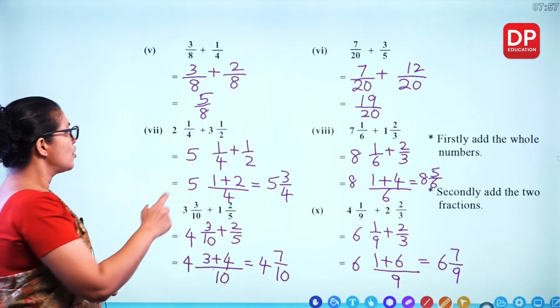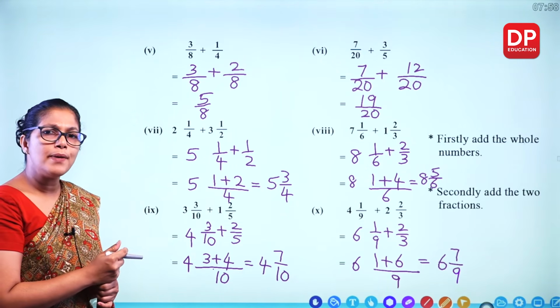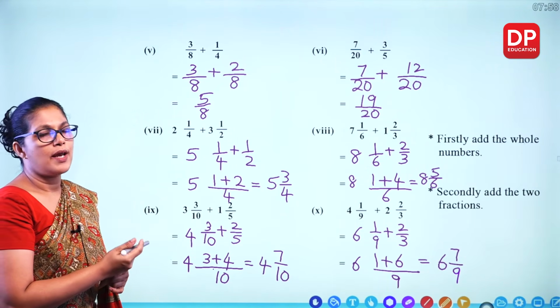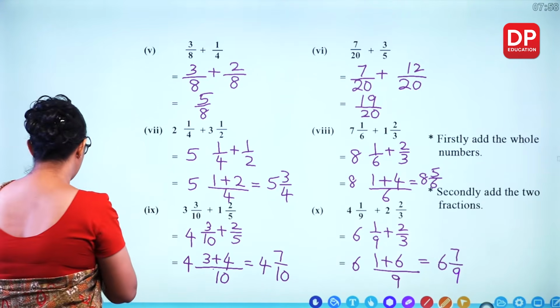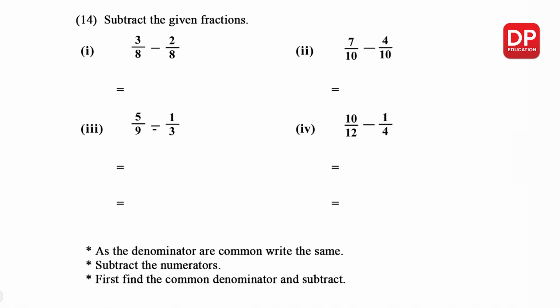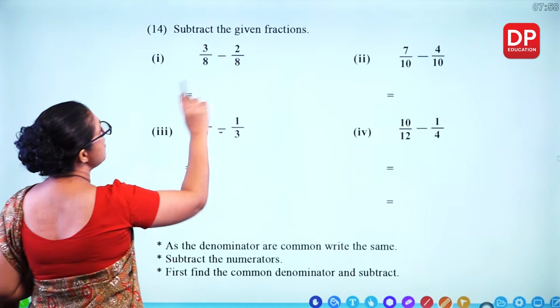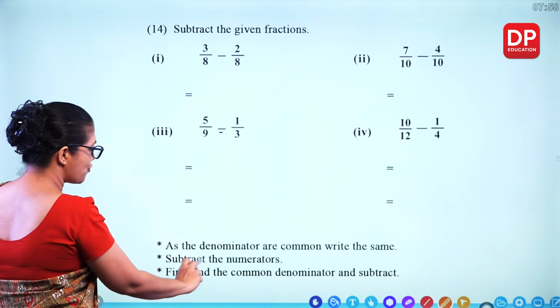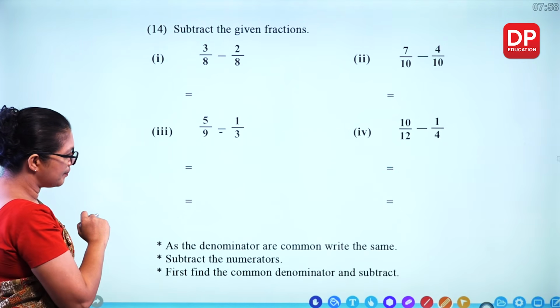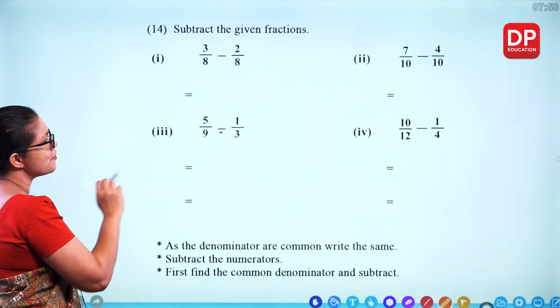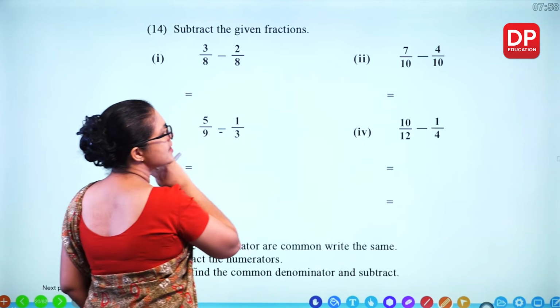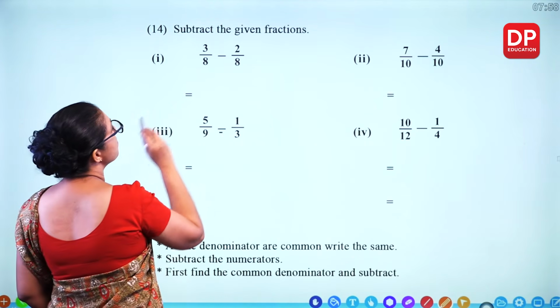So what do you do when you get mixed numbers? First add the whole numbers and then think about the proper fractions. Subtract the given fractions. So same as addition. When you get same denominator, just subtract the numerators. First find the common denominator and subtract when you get different denominators.